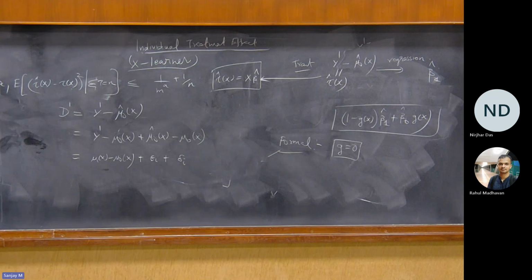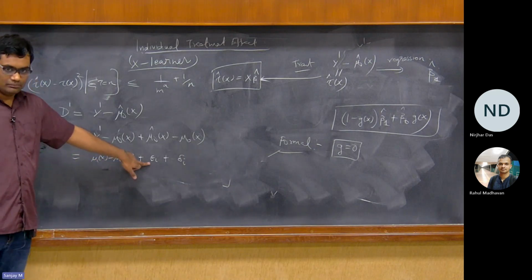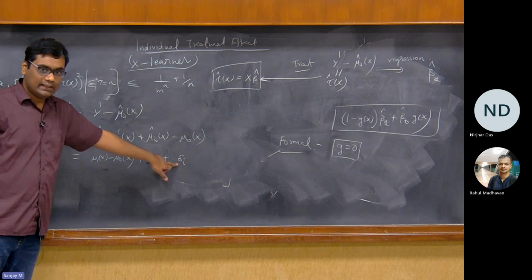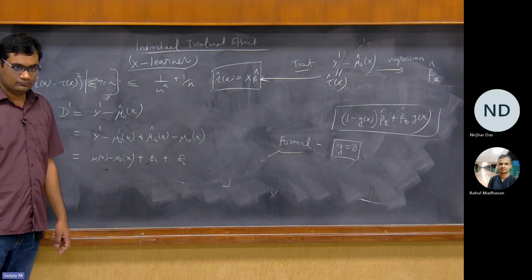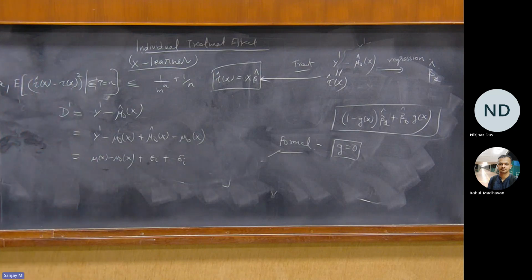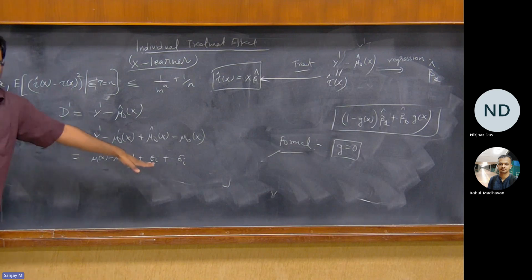Now, very important. Epsilon I is a natural noise in my system. Delta I is the regression noise that I got from my previous regression. What do I know about that? The only thing I know is that the expected value of that error per point is 1 over n to the power 8. That's the only assumption I've made, and the only thing I know about delta I.